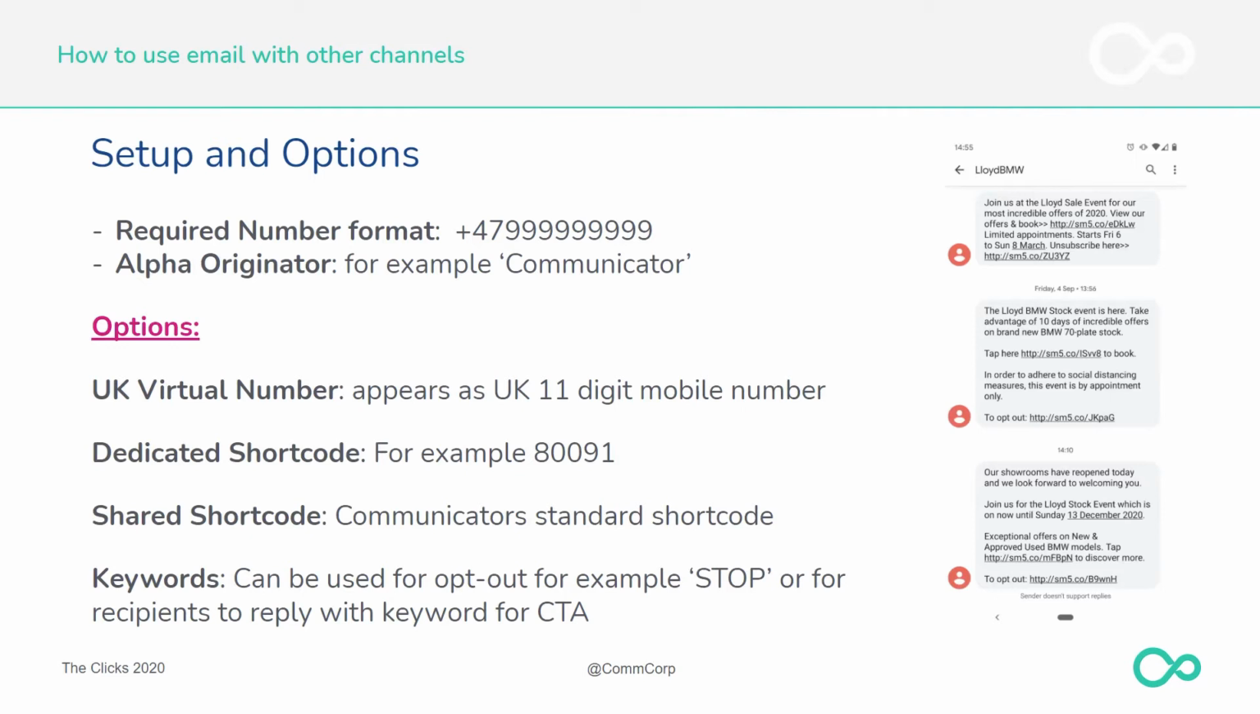A couple other options as well. You can have shared shortcodes, as I mentioned, but also leverage keywords. As standard, if a recipient replies with the word stop, that will automatically stop them from receiving communications from that mailing list that they were sent. But you can input specific keywords for a call to action, or have bespoke opt-out keywords. For example, for this Lloyd BMW example, you could say stop Lloyd or stop BMW, and that would get picked up for that specific communication that you are sending out.